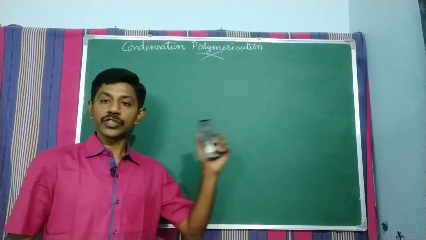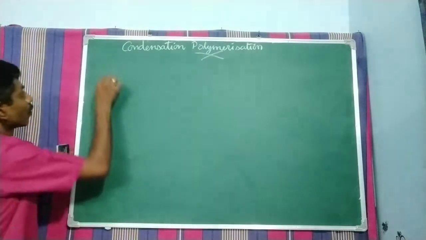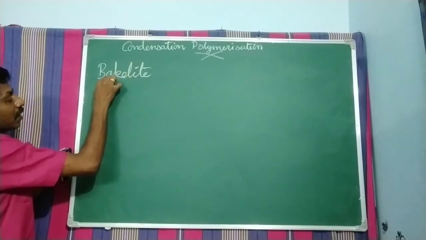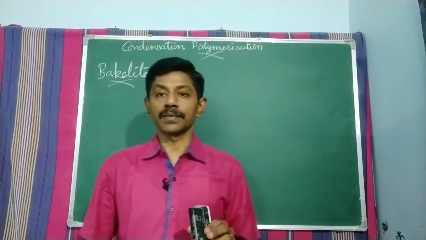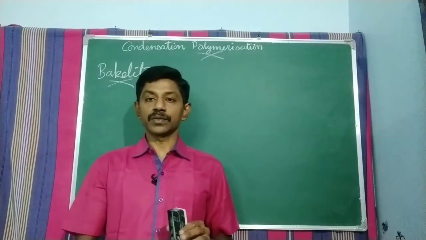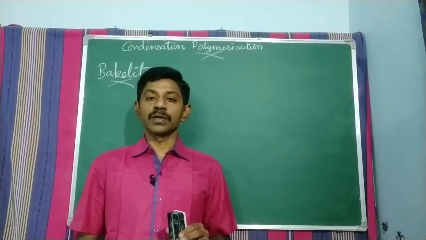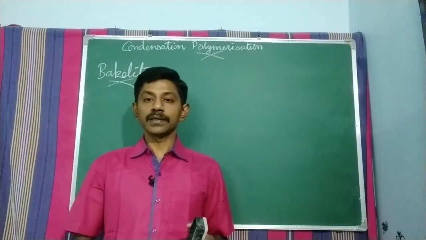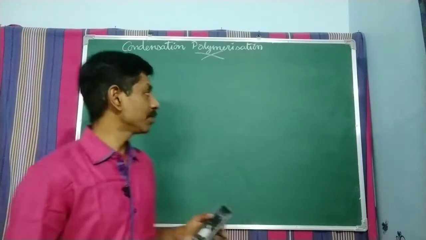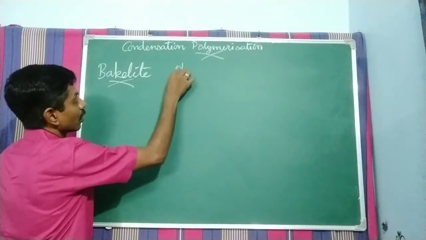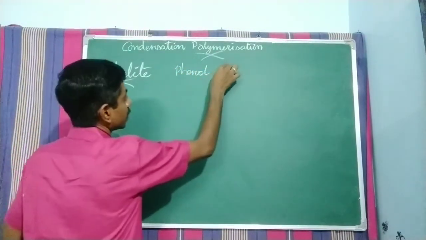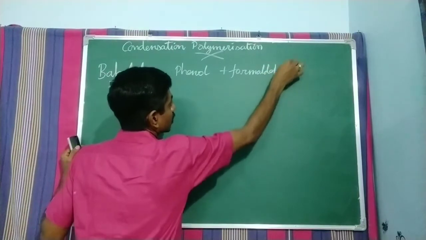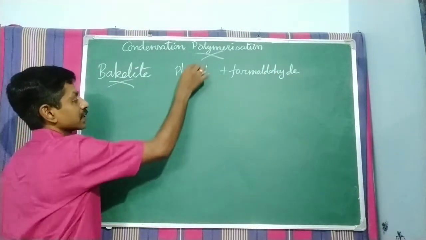Continuing in condensation polymerization, we have to talk about the preparation of bakelite. This is a very, very useful polymer, be it in two-wheeler manufacturing or household things. Bakelite's importance is very high. And this particular bakelite is a combination of two materials. One is phenol and the other one is formaldehyde. I hope you are familiar with these two chemicals.